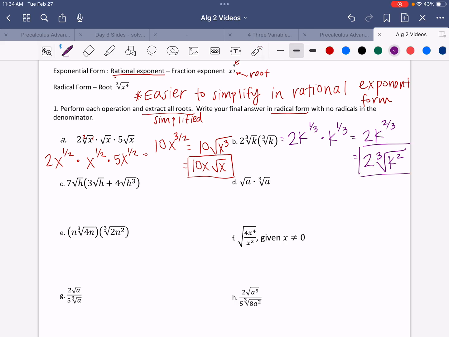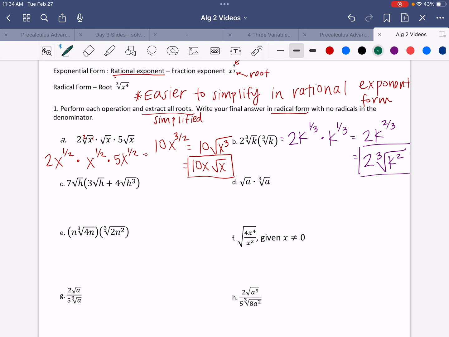You also may have noticed, well, wait, couldn't I just multiply these together, the cube root of k and the cube root of k, and make it k squared? Technically, yes, that works if they have the same index, if they're both cube roots. Once we get down to problems like D, that won't work. So I'm going to keep practicing by changing them into fractional exponents so that you don't have to think about if it'll work or not each time.